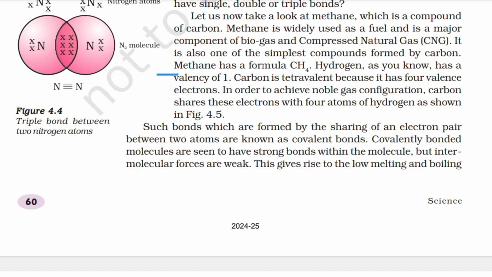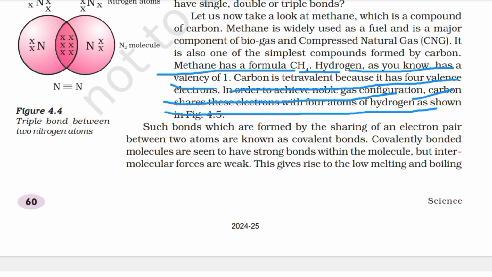Methane has the formula CH4. Hydrogen, as you know, has a valency of 1. Carbon is tetravalent because it has 4 valence electrons. In order to achieve noble gas configuration, carbon shares these electrons with 4 atoms of hydrogen as shown in figure 4.5. Such bonds, which are formed by the sharing of an electron pair between two atoms, are known as covalent bonds.